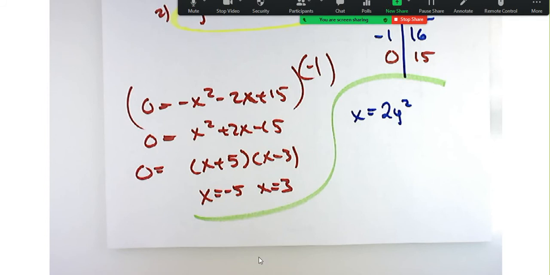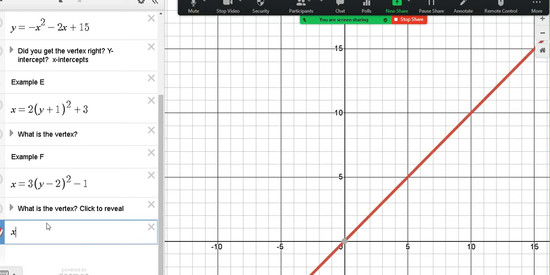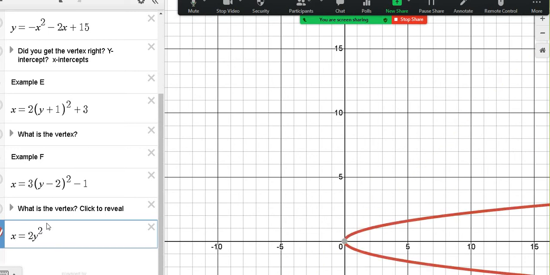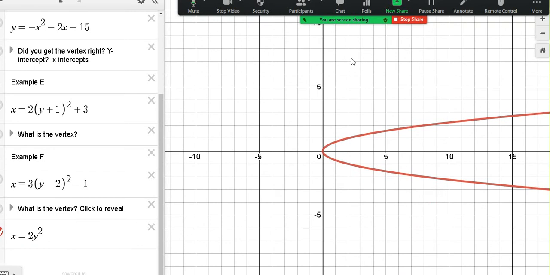But it's made a significant change to our graph. Can anyone forecast what change that would make if I graphed x equals 2y squared as opposed to y equals 2x squared? Well, let's just put it up here. X equals 2y squared. What's different about this graph than our usual graphs of a parabola? It opens sideways. Doesn't open upright. You're correct.